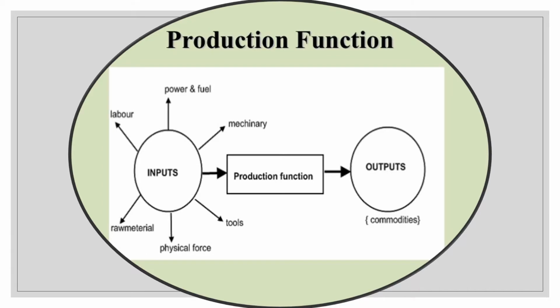Moving on. Production function. As you can see over here, labor, power and fuel, machinery, tools, physical force, raw material, these are all the inputs which are engaged to produce this output, that is, commodities or the goods which you see in the market. Now, the basic process of converting these inputs into outputs is your production function. Moving on.